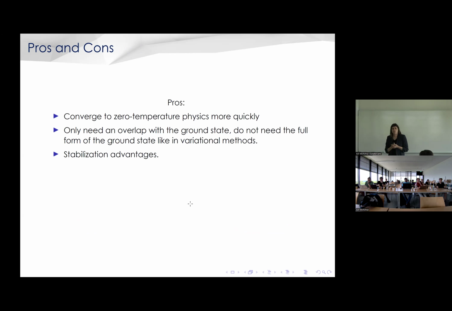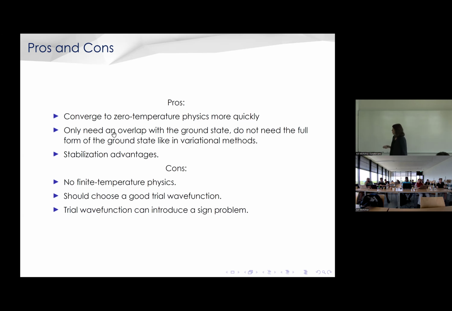If we're thinking about when we would want to use it, in pros and cons, the main pro is that it can converge to the zero temperature physics more quickly. Another nice thing is that we are coming up with a trial wave function. One might think, oh, is this like a variational method where I truly have to know a lot about the ground state? But you don't in this case. All you need is an overlap with the ground state. So you don't have to know that much about the ground state in order to use this. And Johannes may talk about this tomorrow with stabilization, but there are some stabilization advantages to the projective algorithm as well.